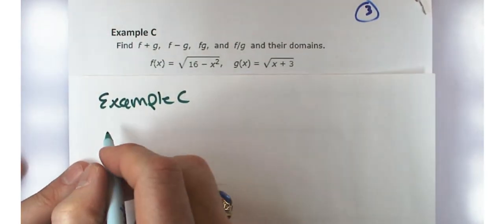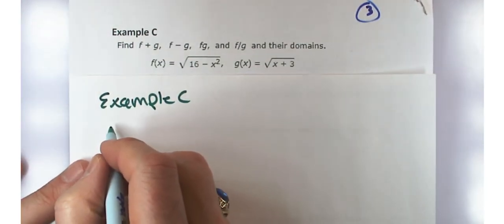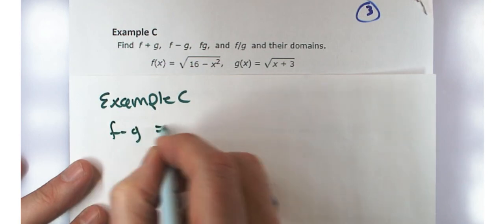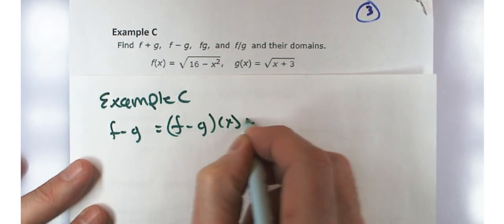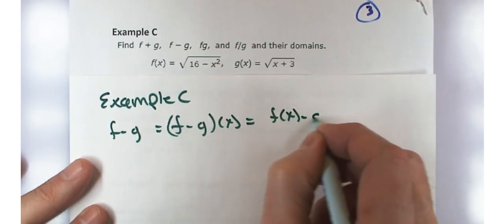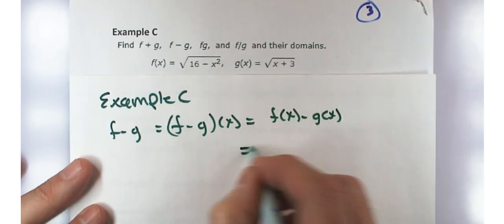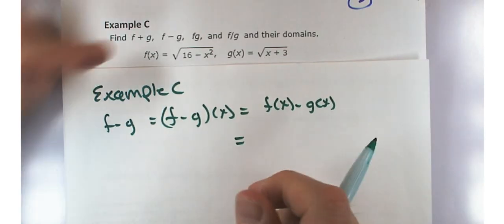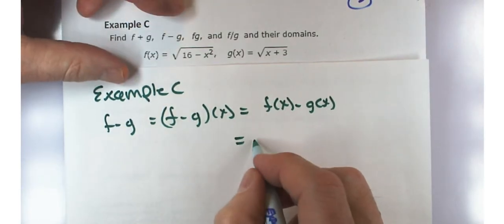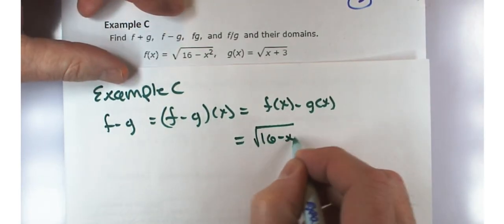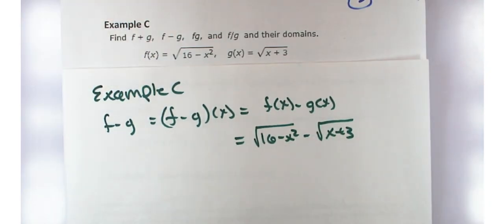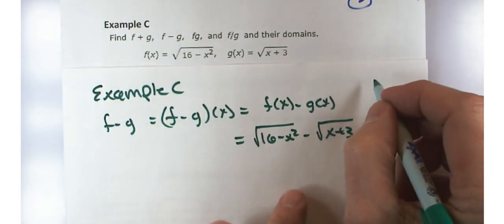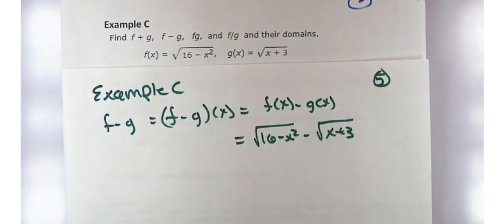So, example C, continued. f minus g, really that's f minus g of x, for f of x minus g of x. In this case, that's going to be square root of 16 minus x squared minus square root of x plus 3. Great. And that's it. The domain is going to be the same as it was, so nothing new and exciting there.